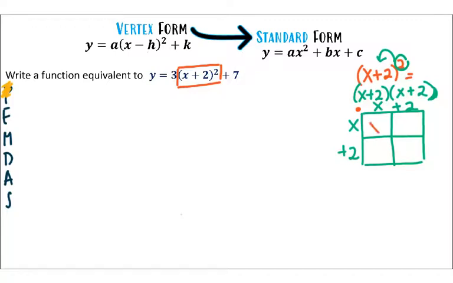X times x will give me x squared. X times 2 is 2x. Coming down here to my second row, 2 times x again is the same, 2x. And then lastly, 2 times 2 is 4. The box is a great organizational method for these problems, so I highly suggest that you lay out your work the way that you see me do in this video.